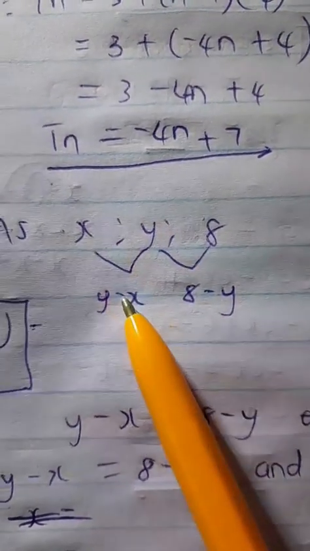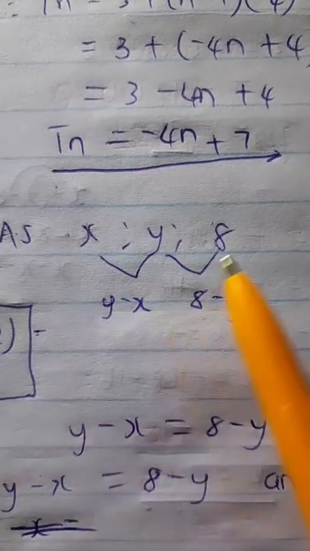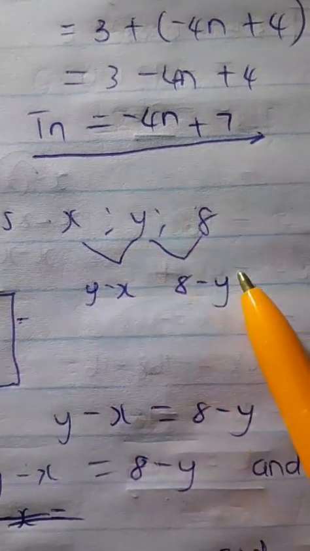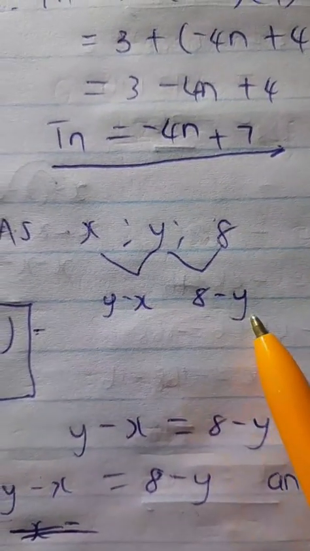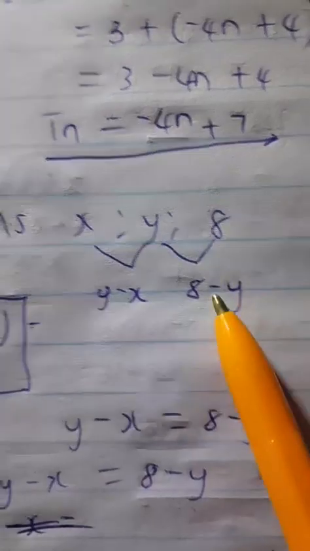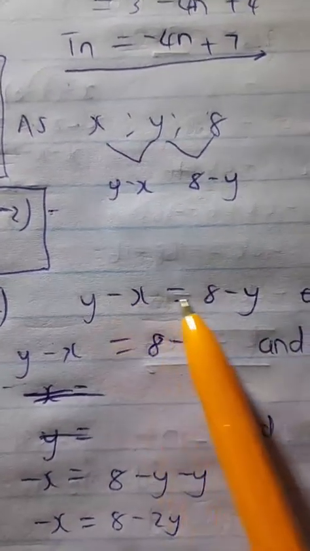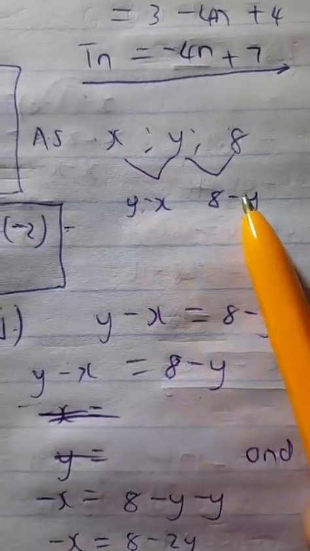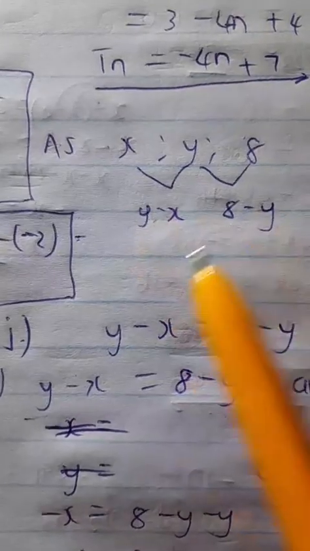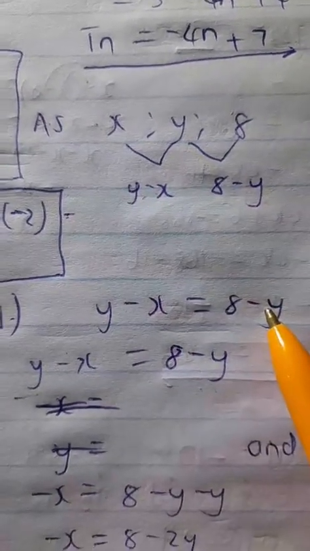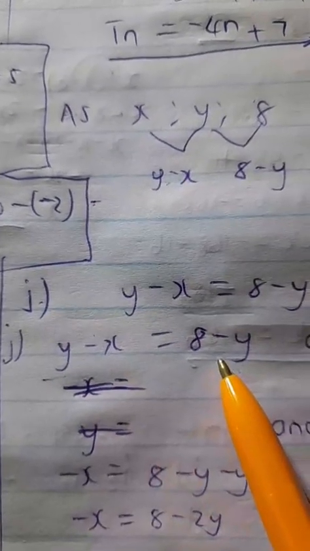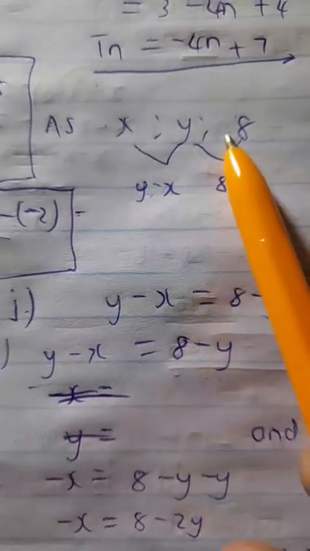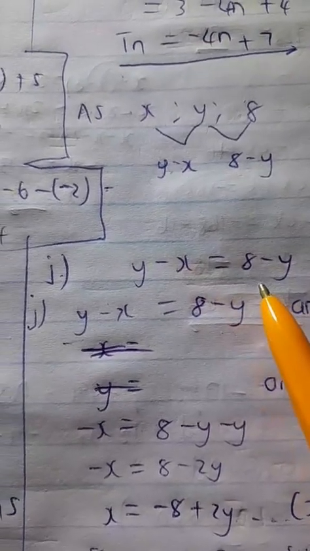y minus x, first term in our first difference. 8 minus y, second term in my first difference. Are we together? Then we form an equation, because we know these are constant. In other words, they are equal. y minus x is equal to 8 minus y. We can form a particular linear equation from my first equation that I've formed.